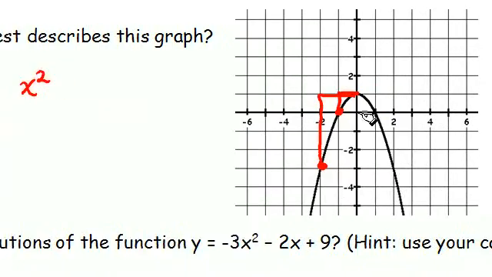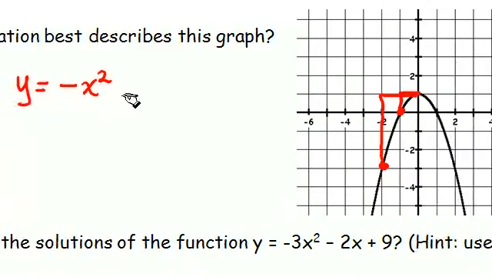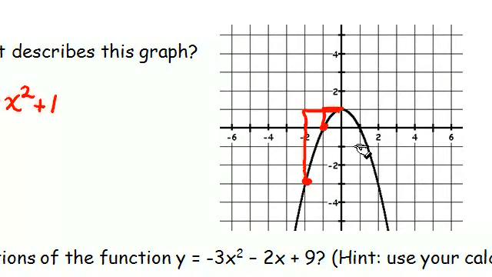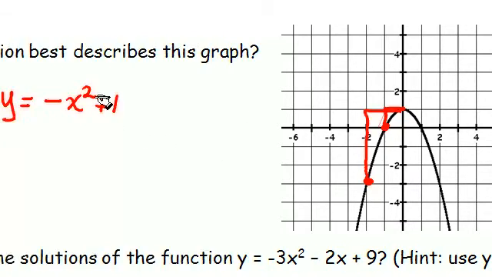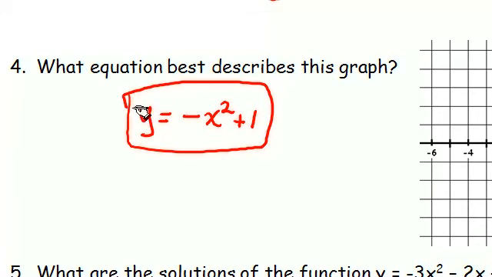So we see that it's open concave down, so it's going to be negative, and it's shifted up 1, so plus 1. And it's not any narrower, it's not any wider, because this relationship 1, 1, 2, 4 held, so there's no number that goes in front of here. Therefore, this is the equation.